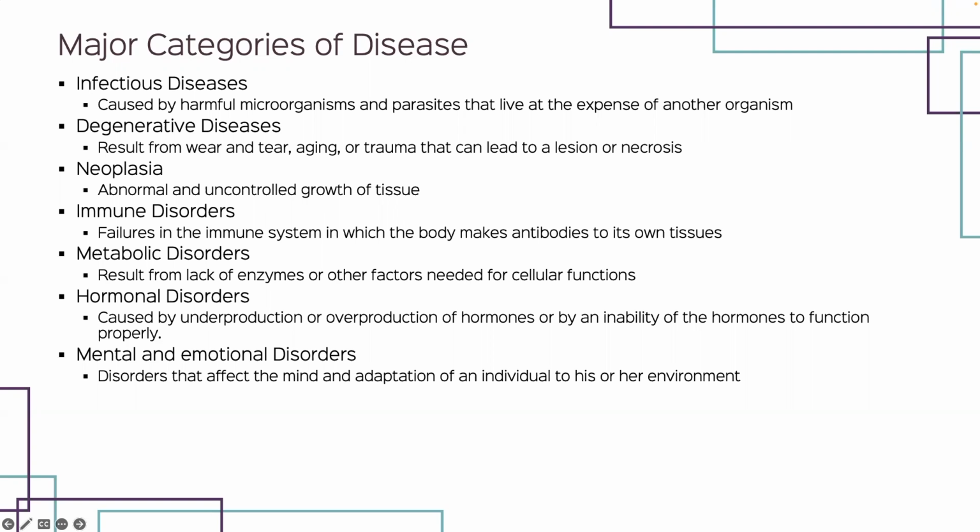So we attack ourselves. Metabolic disorders are going to result from the lack of enzymes and other factors that are needed. Hormonal disorders are going to be caused by an underproduction or overproduction of your hormones. And then mental and emotional disorders are going to be those that are affected by the mind and the adaptation of an individual for their environment.